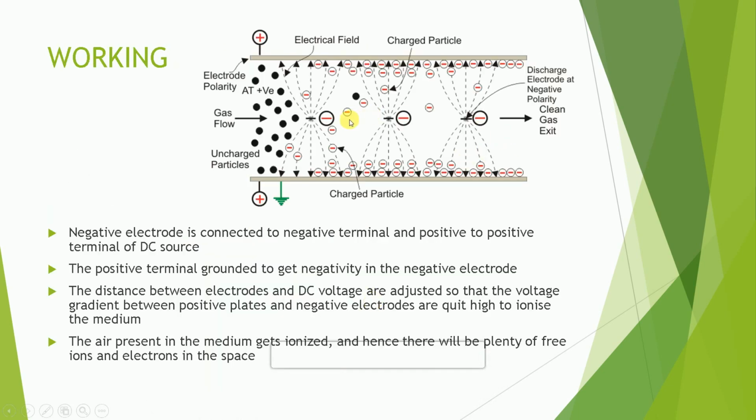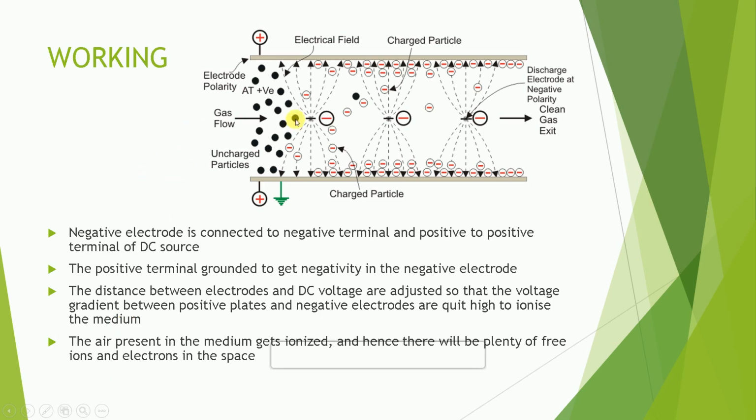The negative electrode wires are connected to the negative terminal, and the positive plates are connected to the positive terminal of the DC source. The positive terminal may be grounded to get more negativity in the negative electrode, and the distance between electrodes and the DC voltage are adjusted so that the voltage gradient between the positive plates and the negative electrodes is quite high to ionize the medium.